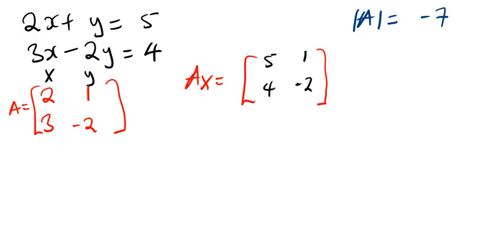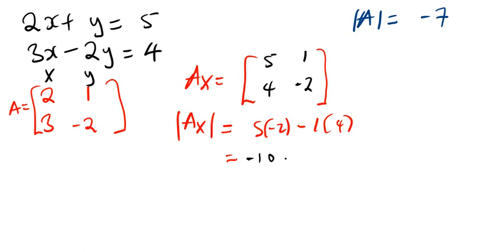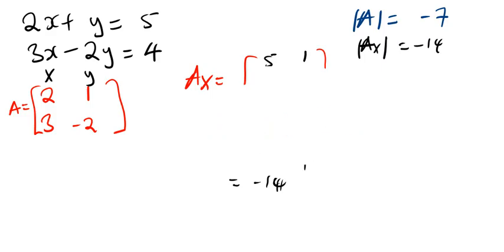So there we go, we have AX, and now I'm trying to find the determinant of AX. In the modulus, like we said, that is going to be 5 times negative 2 minus 1 times 4. Remember, it's minor diagonal minus major diagonal. So this becomes negative 10 minus 4, that is negative 14. Meaning that the determinant of AX is negative 14.